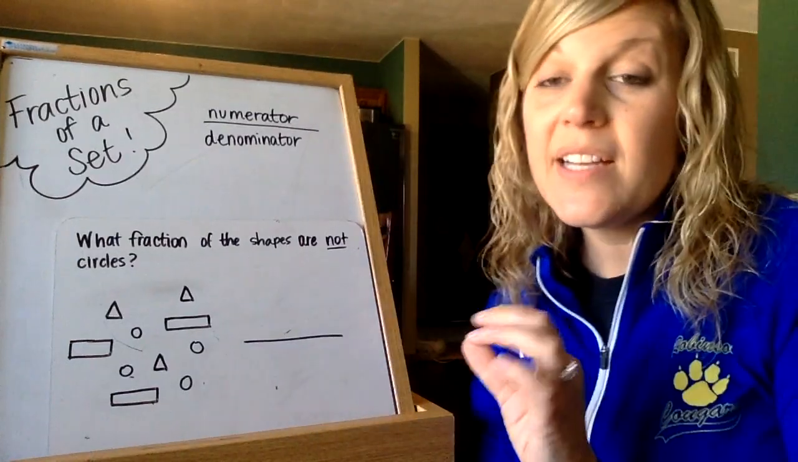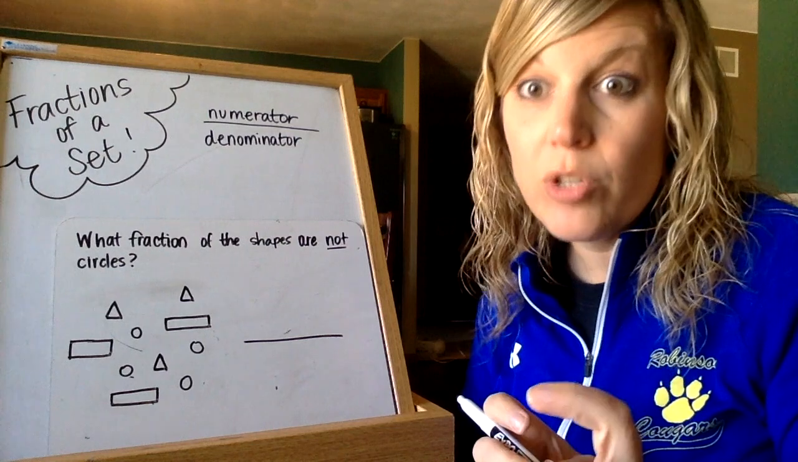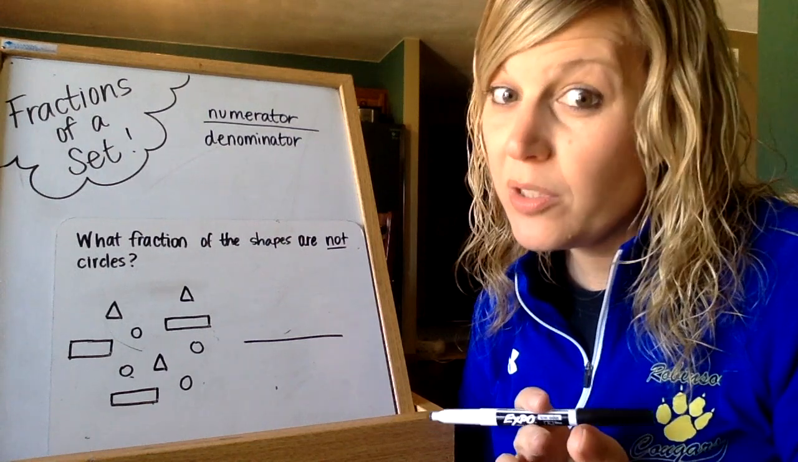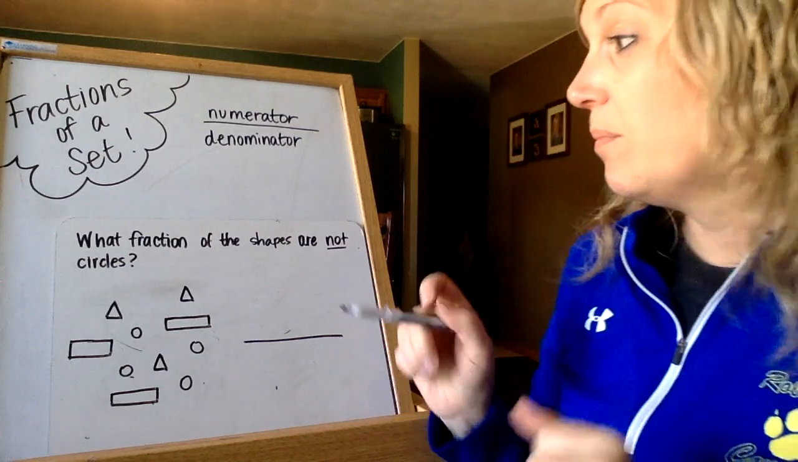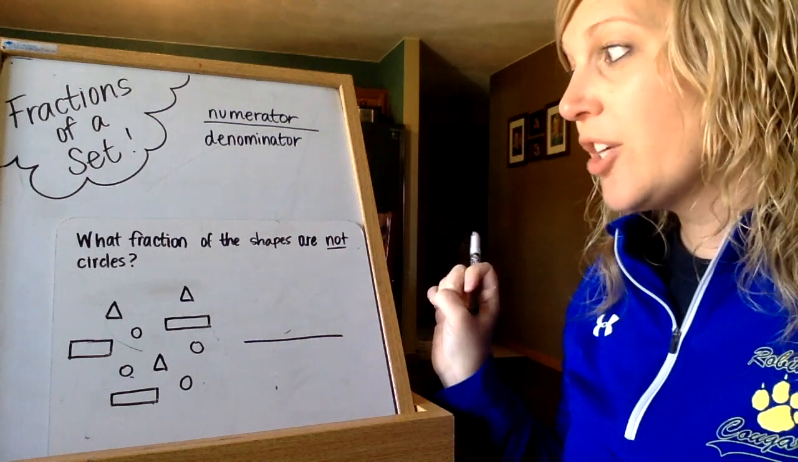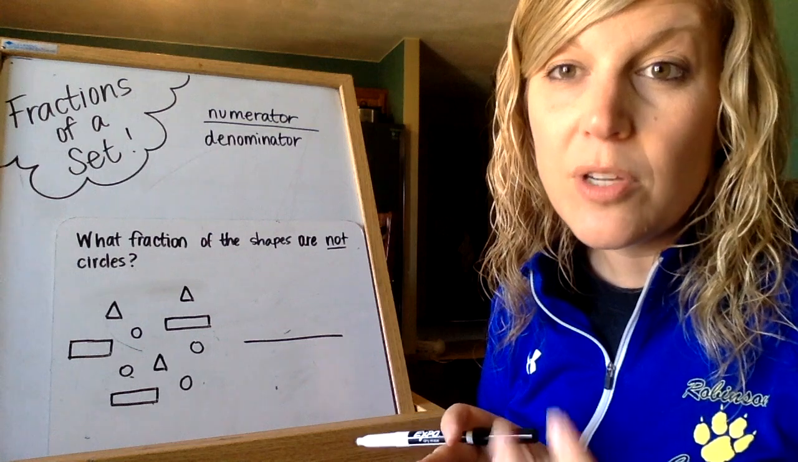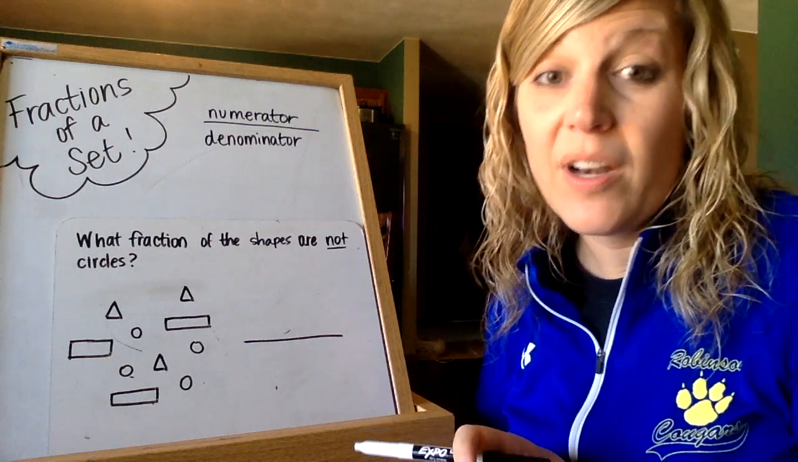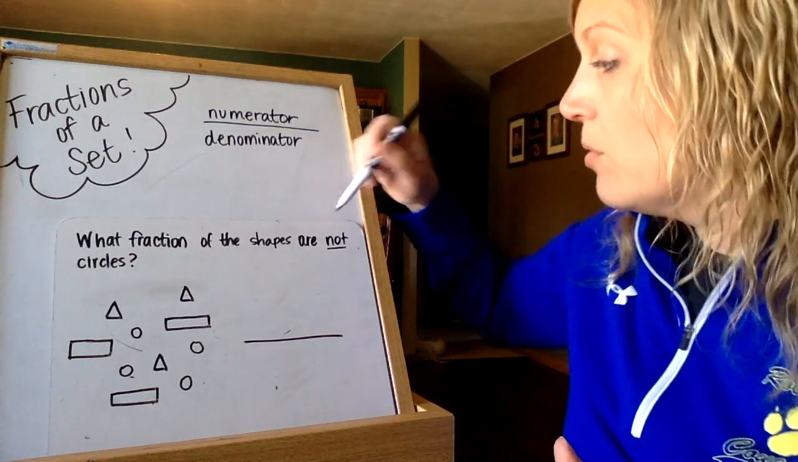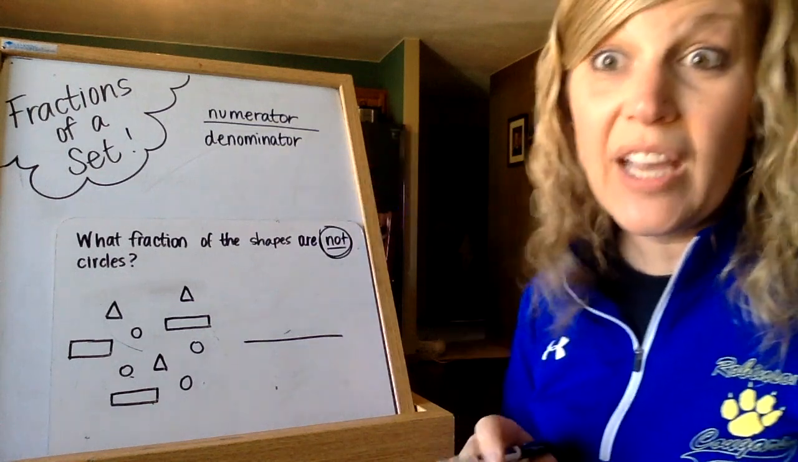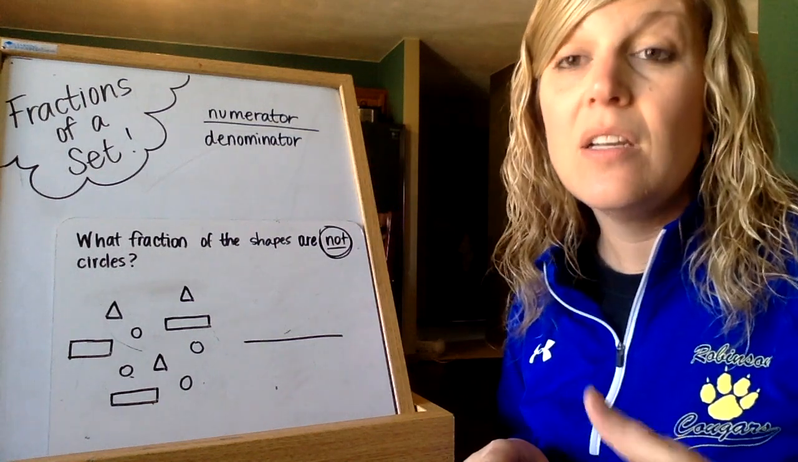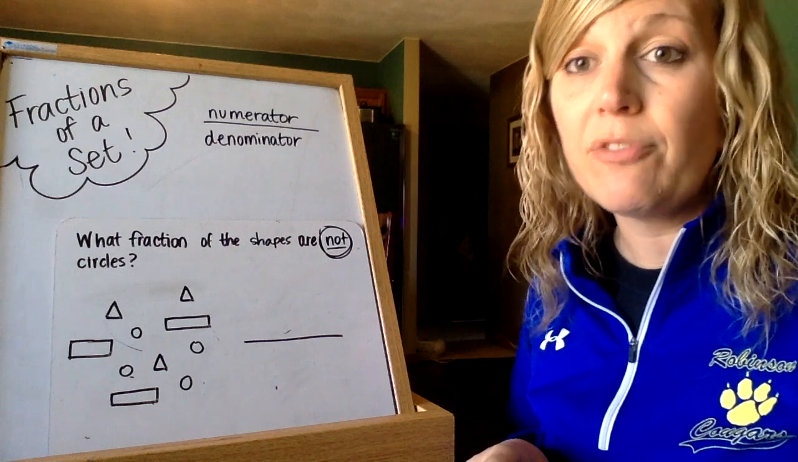Okay guys, my next question is a little bit trickier. I threw in an extra word there. I want you to figure out if you can get it. My question says, what fraction of the shapes are not circles? I kind of gave it to you there because I put more emphasis on that word. I threw the word "not" in here because you really have to pay attention if you see that, because then you're going to do the problem a little bit differently.